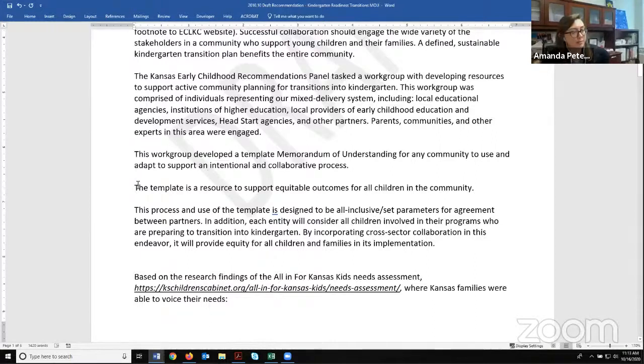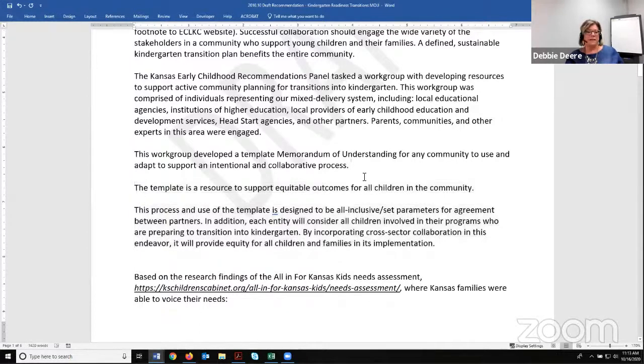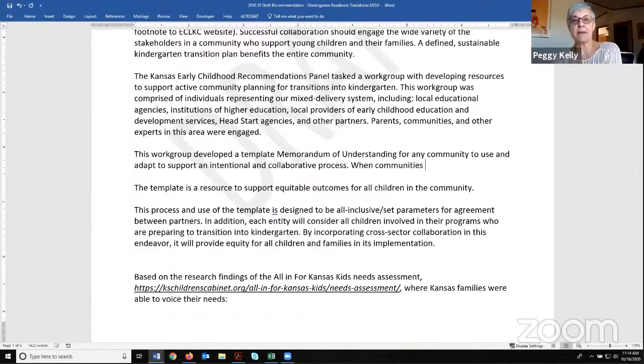And then I'm wondering if we might be able to take all of this and boil it down to one concise sentence. Well, this is Debbie, and I don't know where it fits, but I love Peggy's word of toolkit. I don't know if that fits in anywhere in any of this. This is Peggy. If we're going to use that, it would be that this work group developed a toolkit, a memorandum of understanding toolkit, and take out a template.